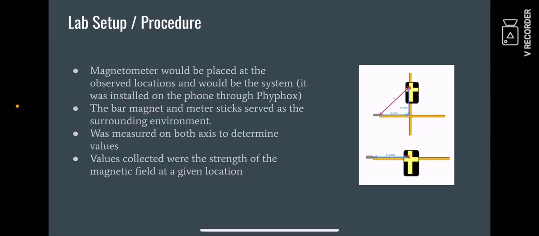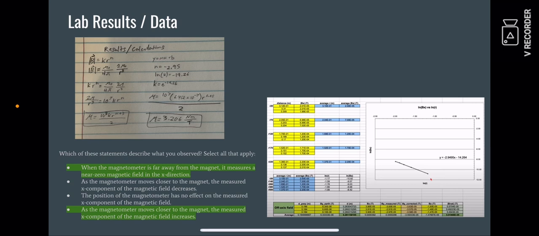So the lab setup and procedure. We had a magnetometer, which was placed at the different observed locations, and it's what we consider to be our system. It's just an app that was installed on our phone called Firefox, and that was our magnetometer. The bar magnet and the meter stick served as the surrounding environment, which gave the magnetic field, and then we measured on both axes to determine the different values. The values collected were the strength of the magnetic field at each of those given locations.